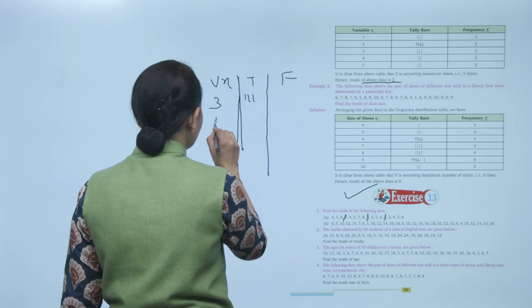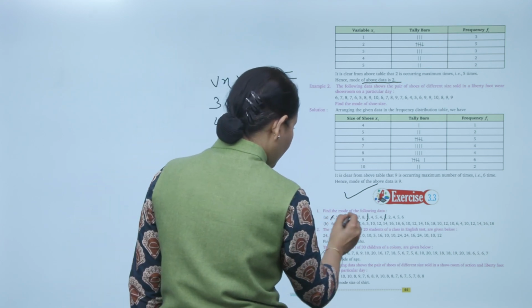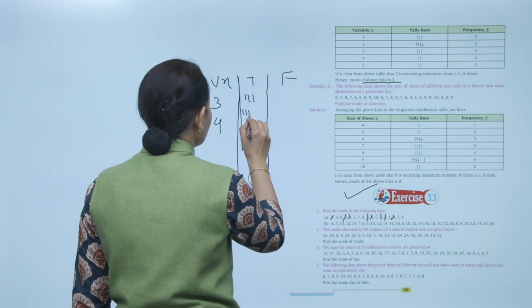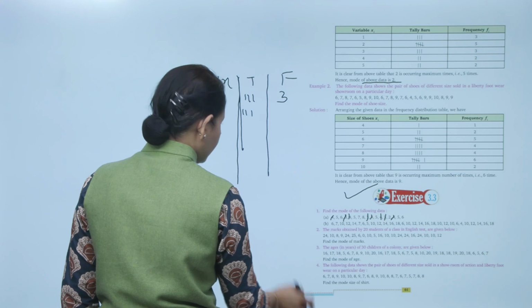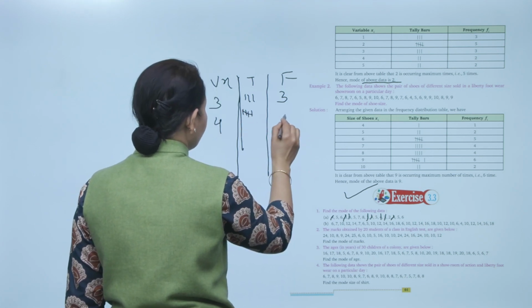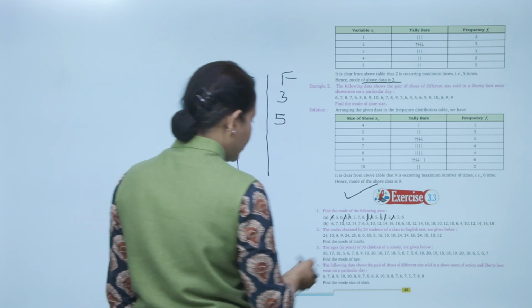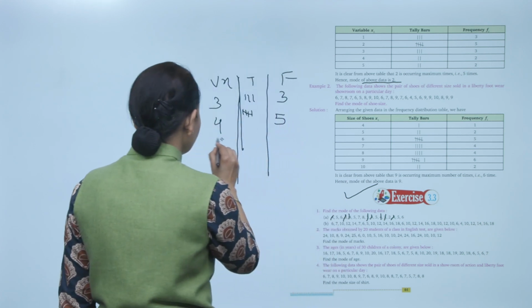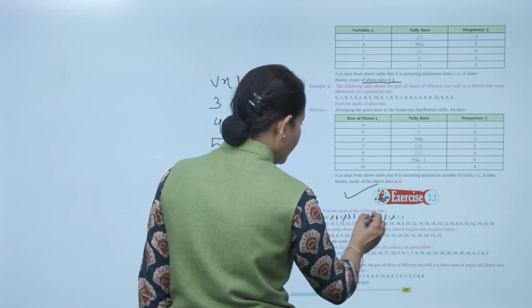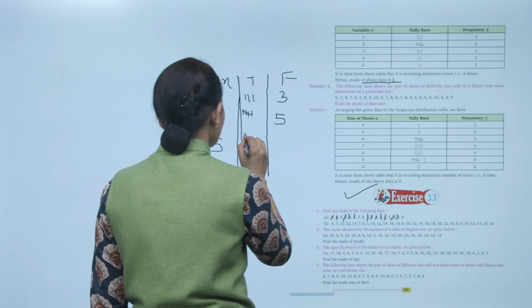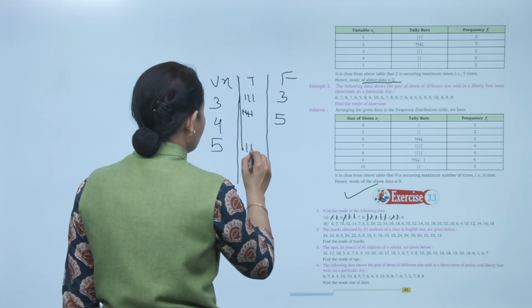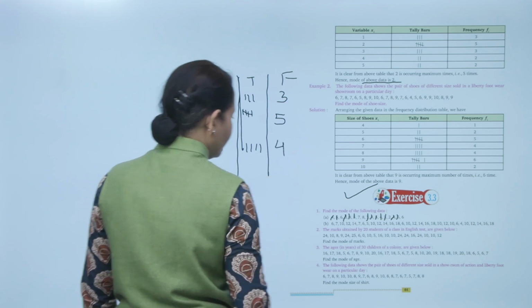Then comes number 4. How many times 4? 1, 2, 3, 4, 5. So write here 5. Next number is 5. How many times does 5 come? 1, 2, 3 and 4. We'll write here number 4.